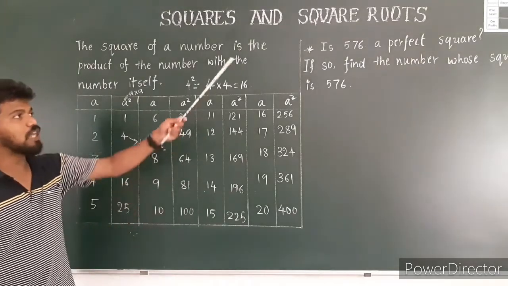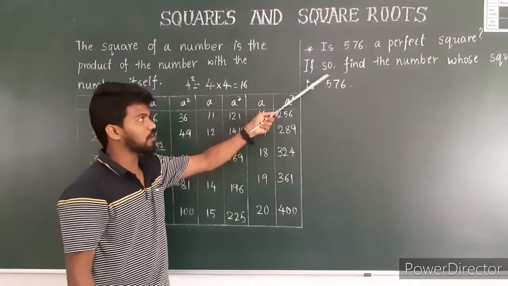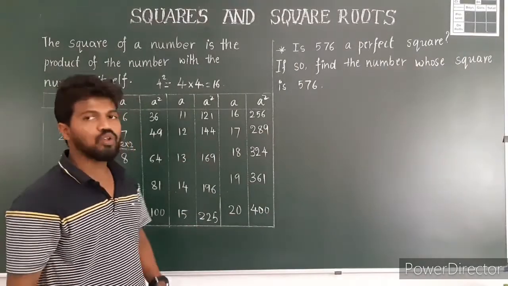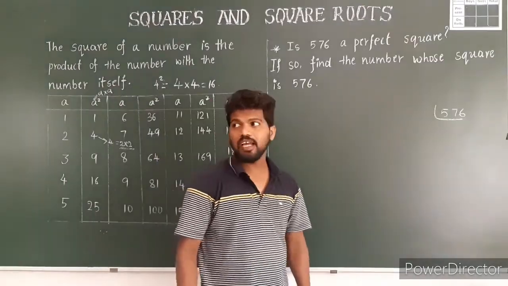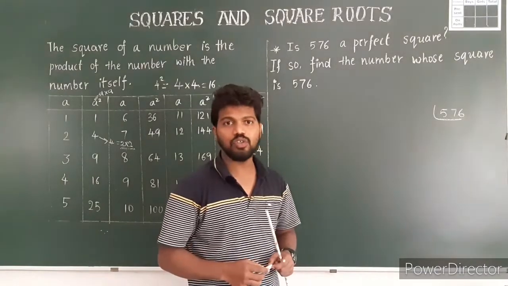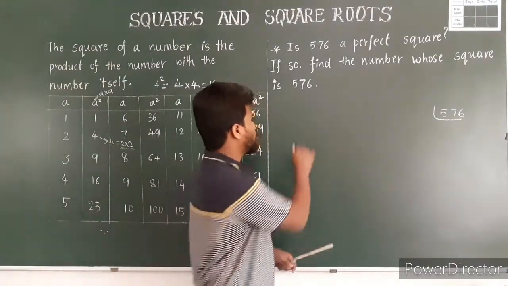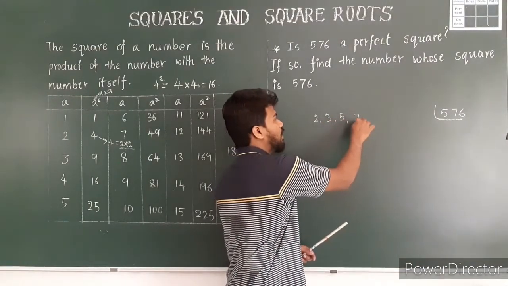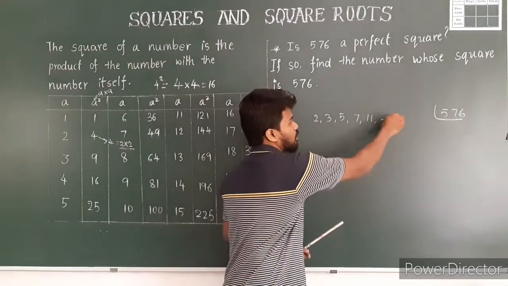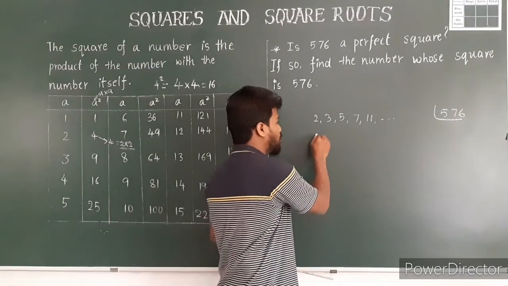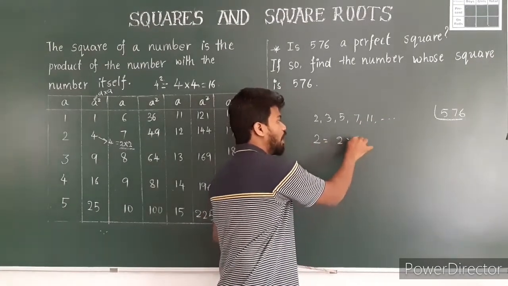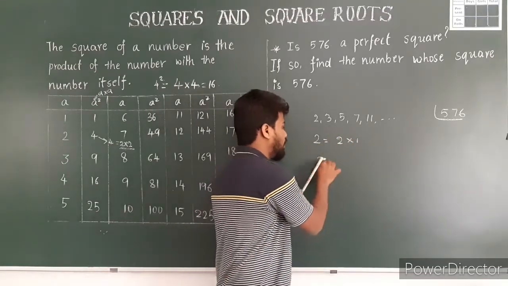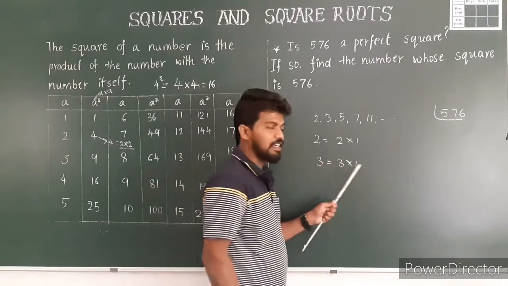Now we have to prove that 576 is a perfect square and find the number whose square is 576. For that we go through prime factorization. First, what is a prime number? 2, 3, 5, 7, 11 are all prime numbers. Why? 2 can be written as 2 into 1, so the only factors are 2 and 1. 3 can be written as 3 into 1, so the only factors are 3 and 1.